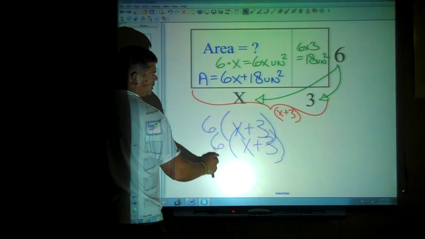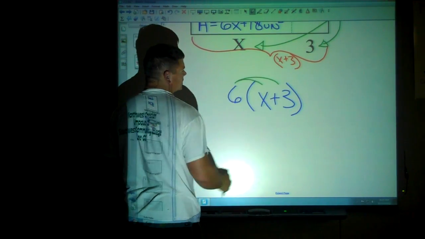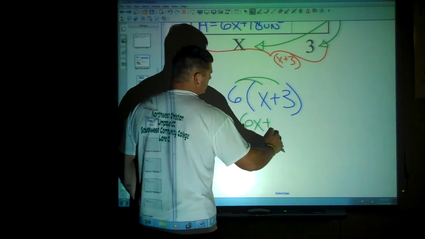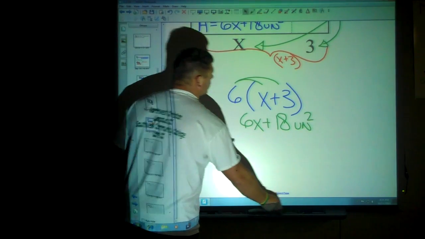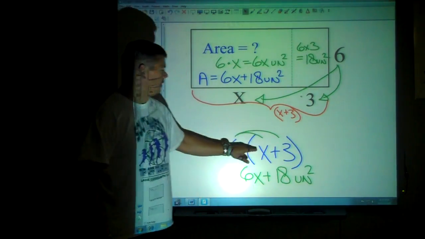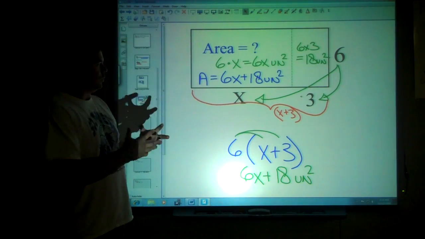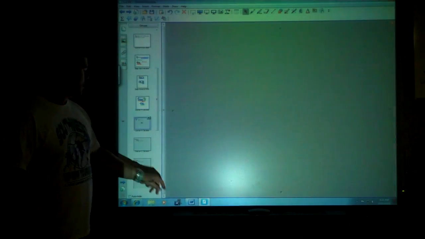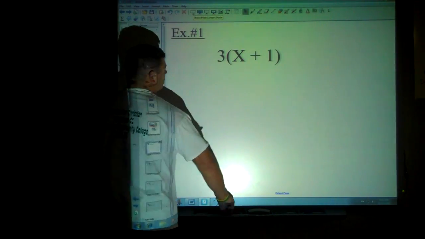That's x plus 3. So I'm really doing the same thing, which is to distribute the number on the outside times each piece: 6x plus 18 units squared. Exactly the same answer whether I put this side together in parentheses and distribute, or if I find each of the rectangles and put them together for my final answer. Alright? Now, let's just do the distributive property.